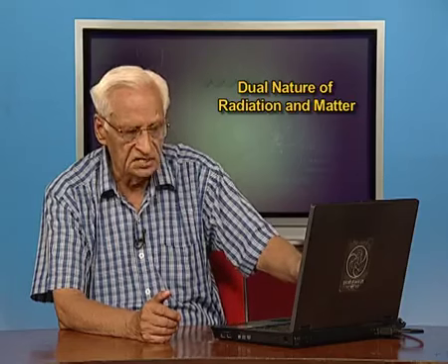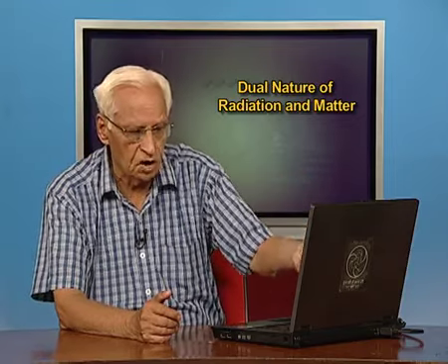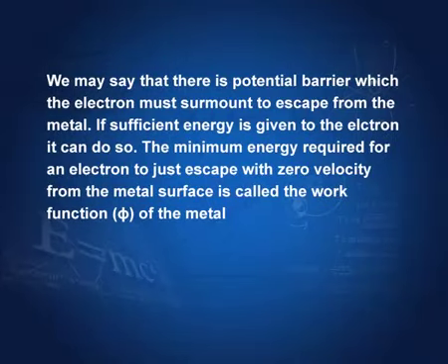There is a minimum energy that must be provided to these electrons to come out to the surface without any kinetic energy, and this energy that is given to the electron to come out to the surface is called the work function of the metal.